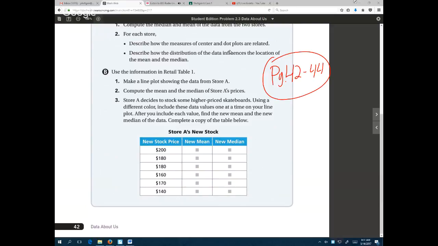Well, first thing you have to do is find the mean and median of each store. And remember to do the median, you probably have to put them in order.